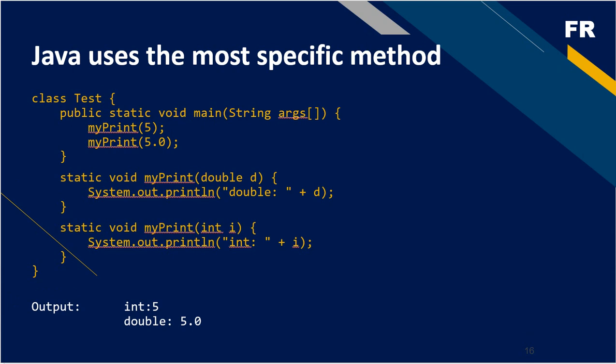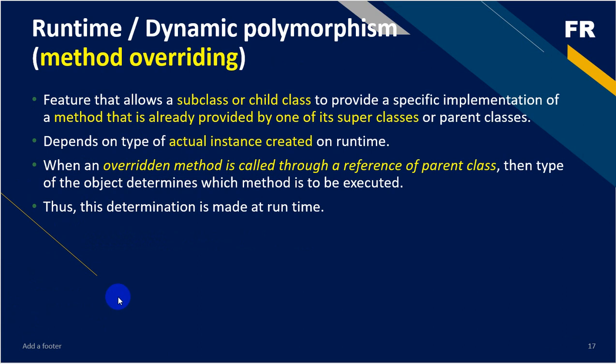Let's come to the main focal concept, polymorphism, and the other part was dynamic polymorphism. Dynamic polymorphism is related to method overriding, a concept that we have already discussed. In method overriding, there is a relationship of inheritance. That is a must. So let's discuss dynamic polymorphism, how it is applied and how it works. It is a feature that allows a subclass or child class to provide a specific implementation of a method that is already provided by one of its superclasses or the parent class.